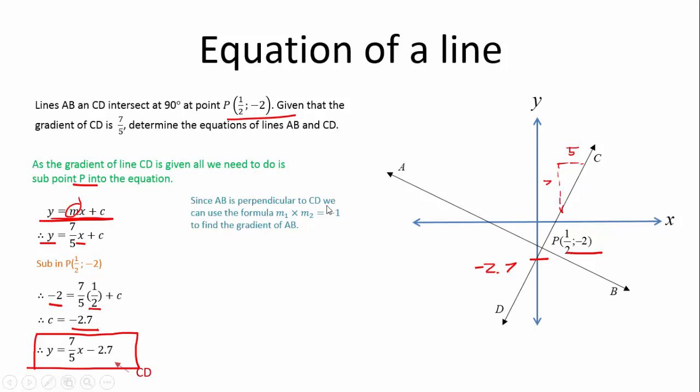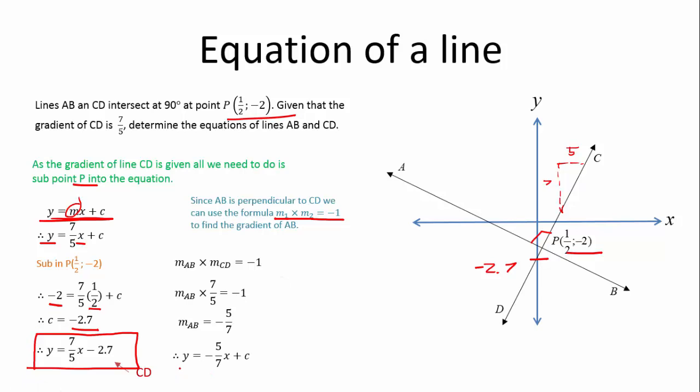Okay, let us now find the next line. Since AB is perpendicular to CD, we can use the formula m1 times m2 is equal to negative 1. If you're not understanding how we did this, make sure you watch the video on that. This is to find the gradient of AB because we know that they're perpendicular. Remember, they're right angled. There's a 90 degree intersection. So m_AB times m_CD is equal to negative 1. We know m_CD as 7 over 5, so we can simply calculate m_AB is equal to negative 5 over 7. Remember, we switch that around when we take it to the other side.